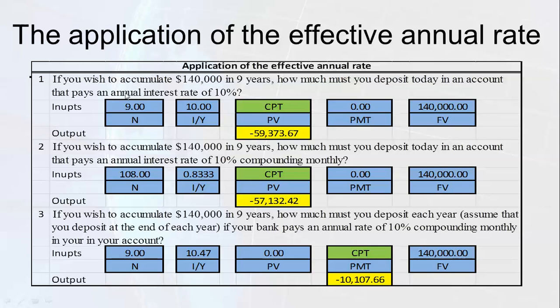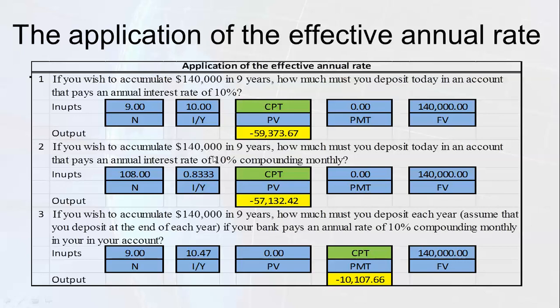In this case we don't have any problem. We don't have to worry about effective annual rate because this problem has only one compounding per year, so effective rate and APR are the same. In time value of money problems you have to match N, I/Y, and payment. In this case we don't have any problem. Okay, let's look at the second example. If you wish to accumulate $140,000 in 9 years, how much must you deposit today in an account that pays an annual interest rate of 10% compounding monthly? Now a little bit of complication here.